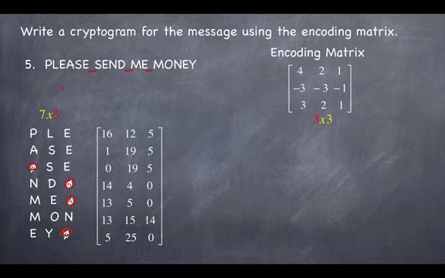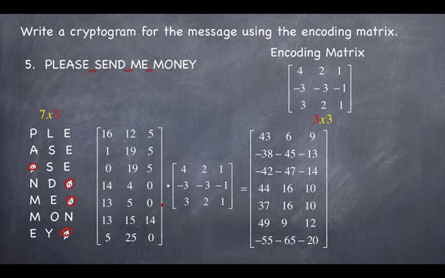So now that I have this message written as a 7 by 3 matrix, I'm going to encode this message by using the encoding matrix, which is this 3 by 3. How am I going to do that? I'm going to take the product. Once I take the product, this is what I get.